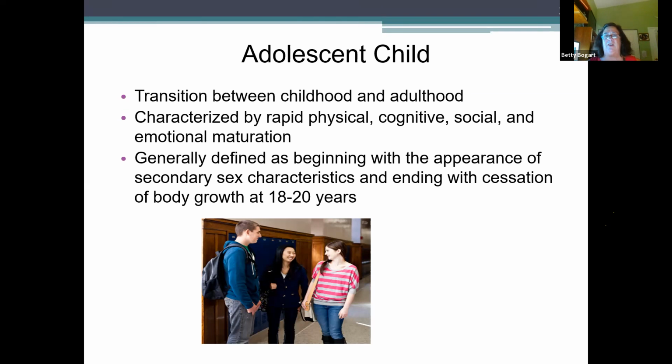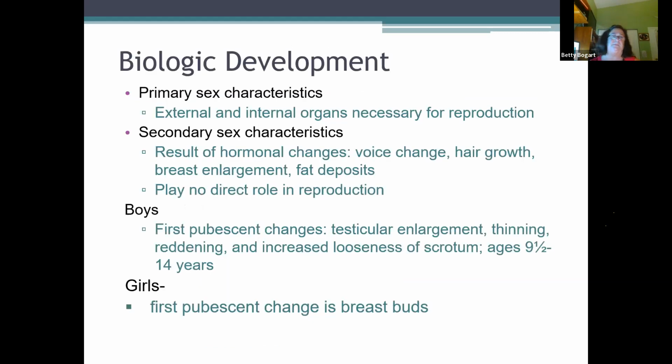It starts with the beginning of their sex characteristics. For girls, it would be breast buds, right? That's their first in the Tanner stages. And in boys, it would be the enlarging scrotum. These are the two things it starts with. And then it stops at the end, when they stop growing, at about 20 years old.